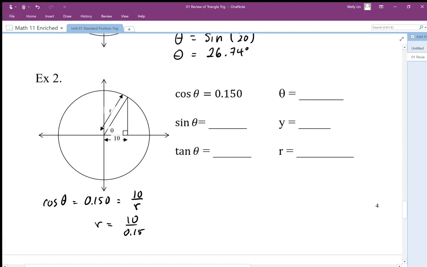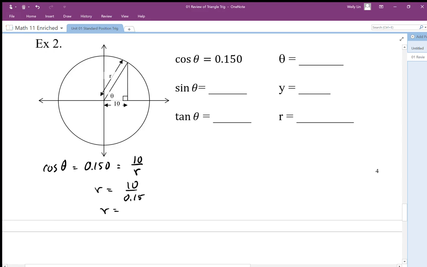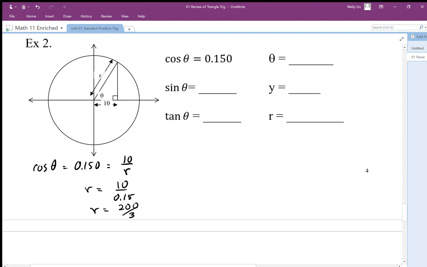That's not going to be a really nice number, but 10 over 0.15 is going to give me 66.6 repeating. So I'm just going to keep that as a fraction. What's that going to be? 15 over 100, so it's going to be 200 over 3. So I'm going to keep that as an exact value. My radius is equal to 200 over 3.